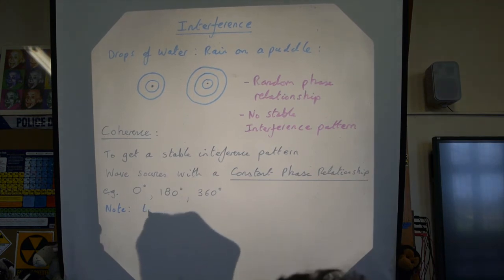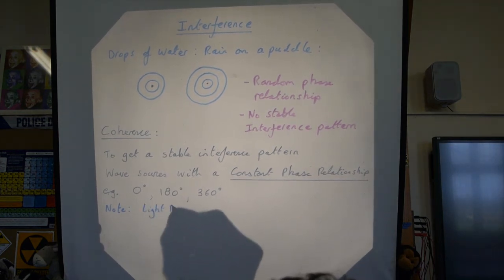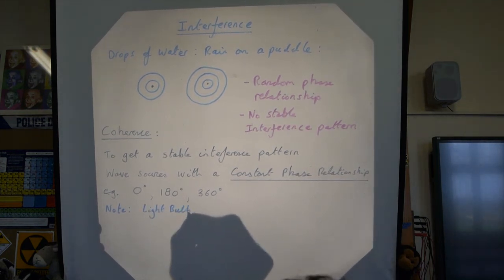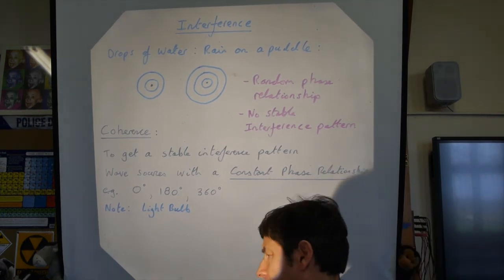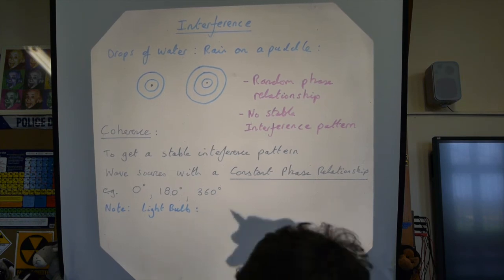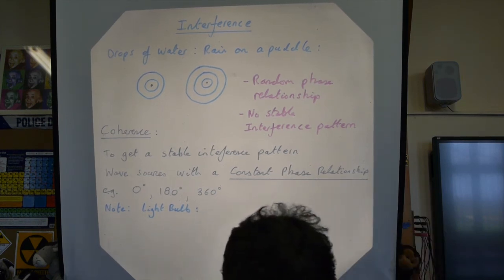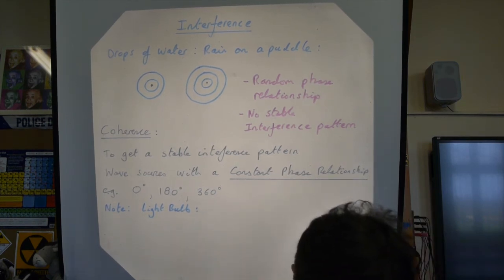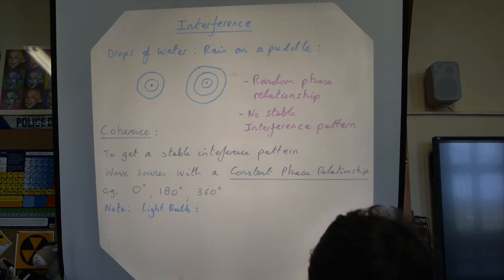Imagine a light bulb. Now, you might think, well, hang on, everything you've taught me today, FJ, suggests that if I have two lights in my room, I can walk around and I'll find light and dark patches. And the answer is, no, you don't. Okay, so what's going on there?